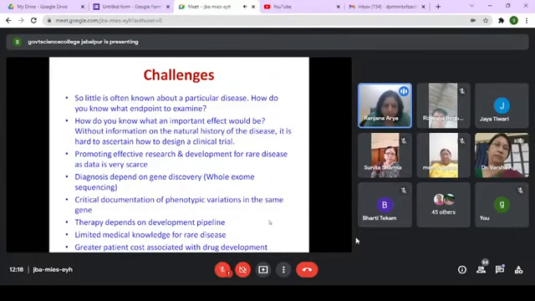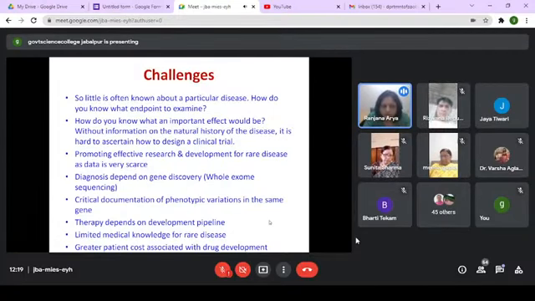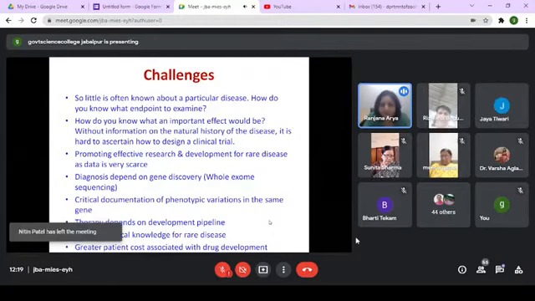So earlier with most of these, as I said, is a genetic disorder, the diagnosis actually depends on the gene discovery. So with now current whole exome sequencing, most of the diseases are now identified. We know what all the genes are, where the mutations are. So you can try to overcome that problem of diagnosis with the gene discovery, but still the major point is that you have to have a critical documentation of phenotypic variations in the same gene.